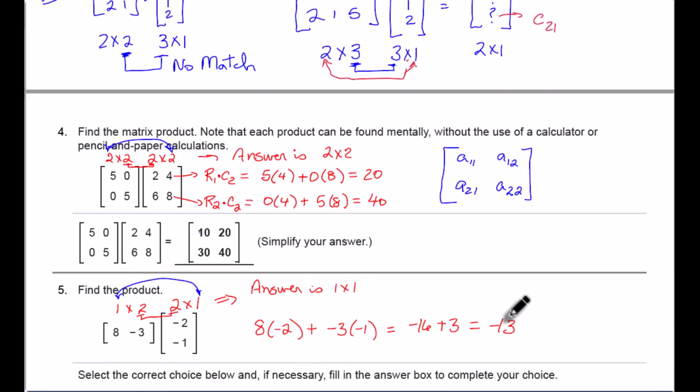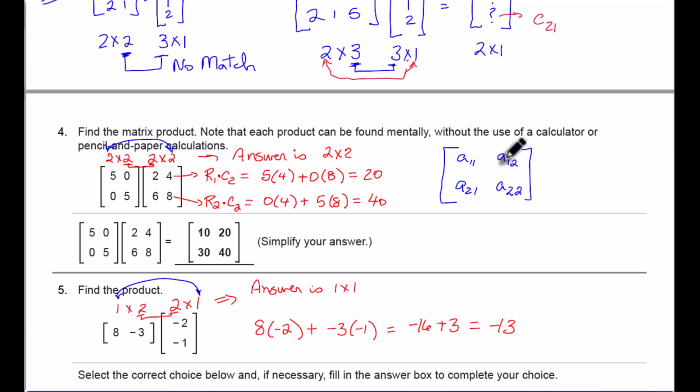All right, what about question 4 here? Let's see. This is a 2 by 2. This is a 2 by 2. Inside numbers do match, and so the answer would be 2 by 2. So let's see. My answer would look like this. And so how do I get the numbers? Well, let's see. For A11, I would take first row times first column. So 5 times 2 is 10, but 0 times 6 is 0, so I just get 10.